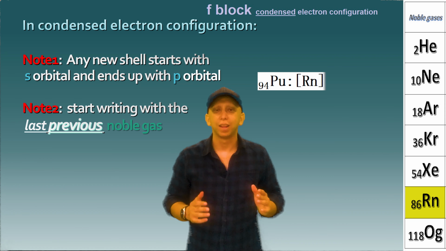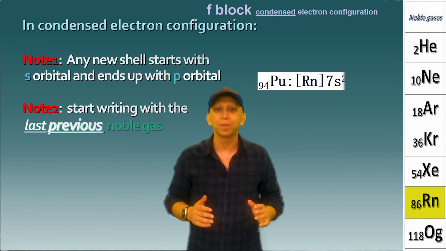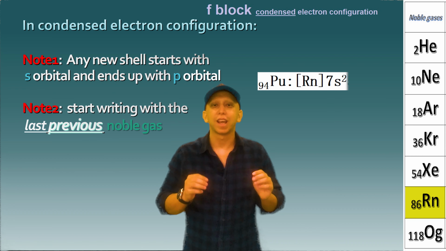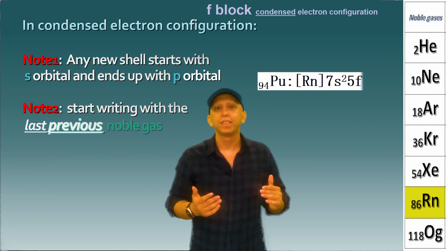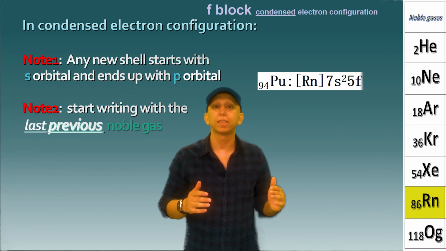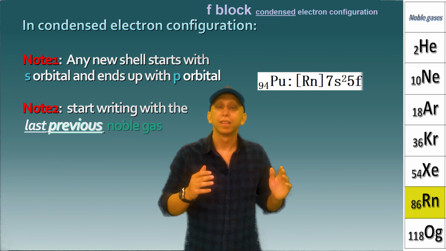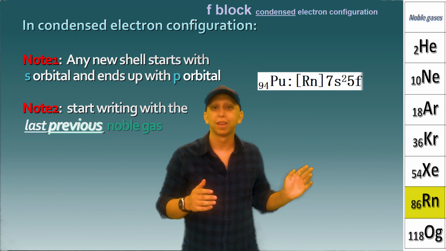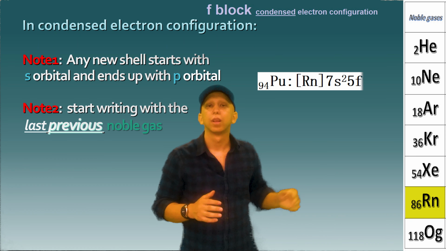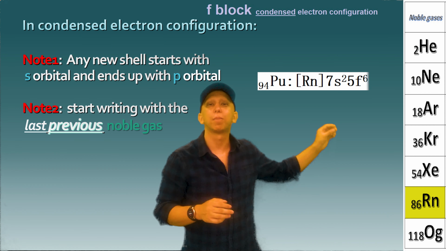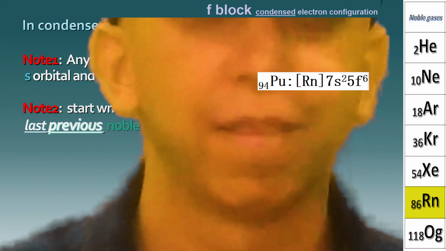Radon is the last element in shell number 6, so we have to start with 7s2, and we know we have to write 5f after 7s2. Till here we have 86 plus 2, 88 electrons, as radon has 86 electrons and 7s2 has 2 electrons. We have 88, so we need only 6 more electrons. So we put a 6 on the top of 5f. It's done.